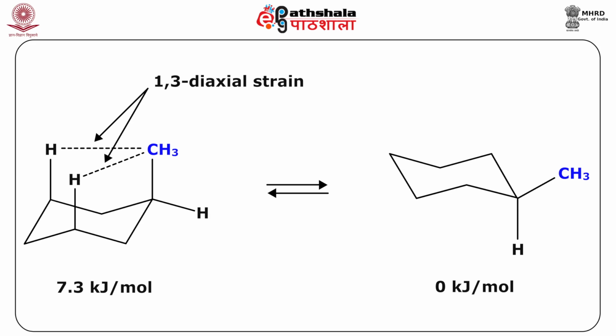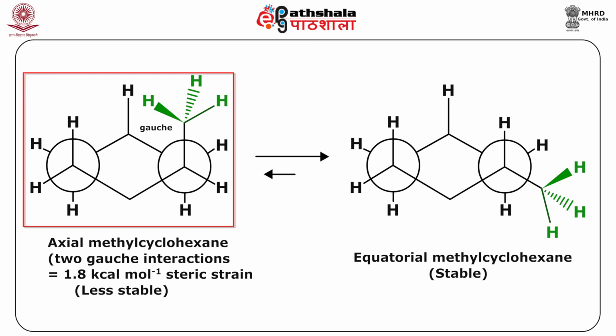The 2 can interchange through ring flipping, as we have seen that interchange or ring flipping actually converts all the equatorial bonds into axial and vice versa. Which of the 2 is more stable, methyl group at axial position or methyl group at equatorial position? Look at the figure. If we draw a Newman projection for methyl cyclohexane, we will see that axial methyl cyclohexane experiences gauche interactions between the methyl group and the ring methylene.